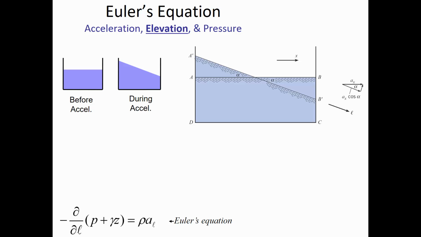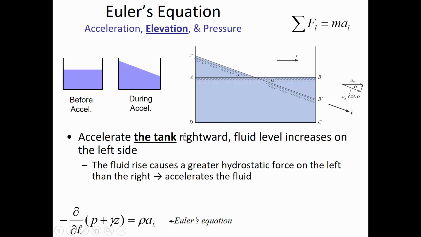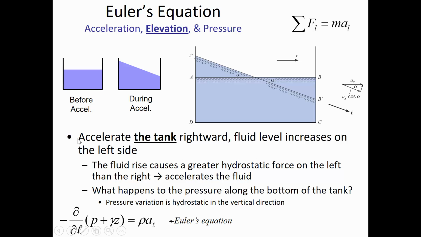This is actually very similar to what we've seen before with Euler's equation. Euler's equation predicts the change in piezometric pressure in response to some acceleration. What it's saying is that the sum of the pressure plus gamma z is affected by this acceleration. When the container is open to the atmosphere, it's not just the pressure that's changing, but also the elevation that can change. So accelerate the tank to the right, and the fluid increases on the left side.